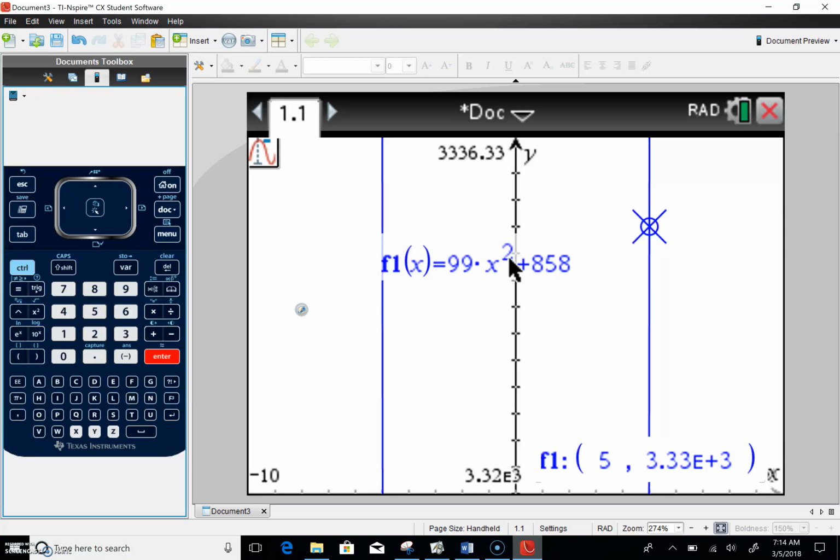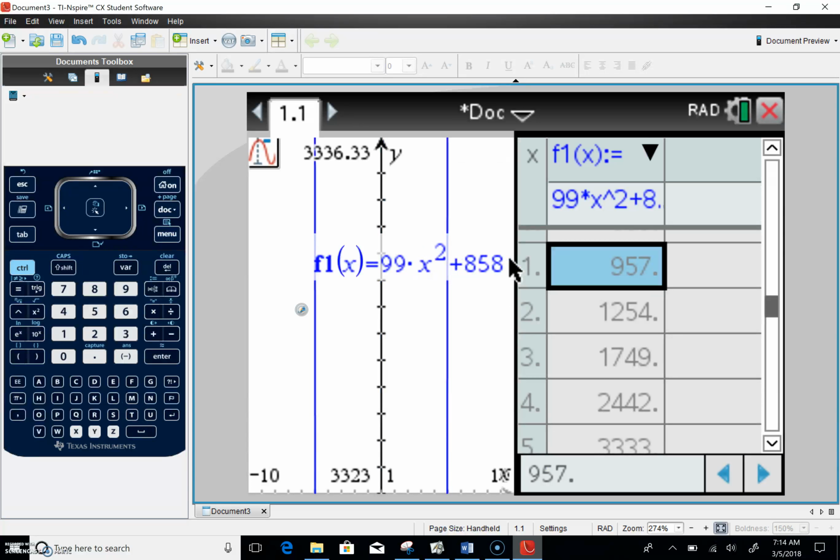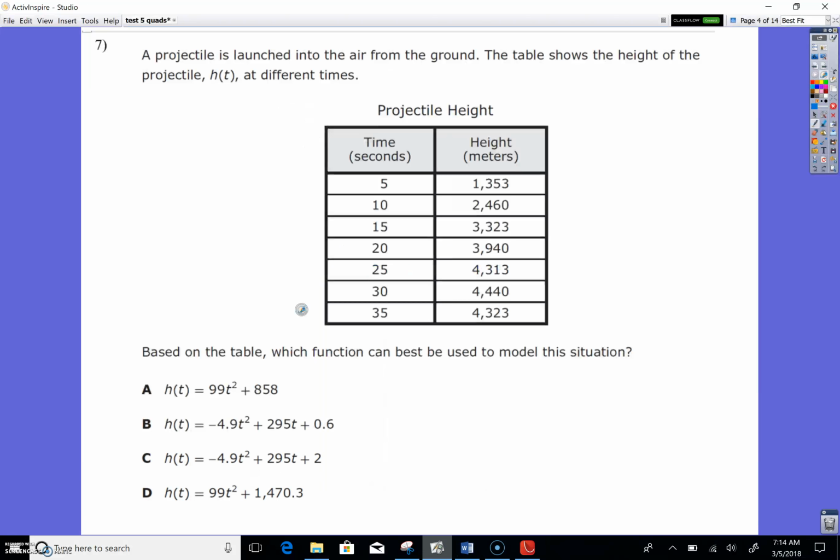That number, we can't tell what it is. So the next thing that we need to do is control T. Okay, the first number is 957. That's not even close. So I'm going to go to my second one.